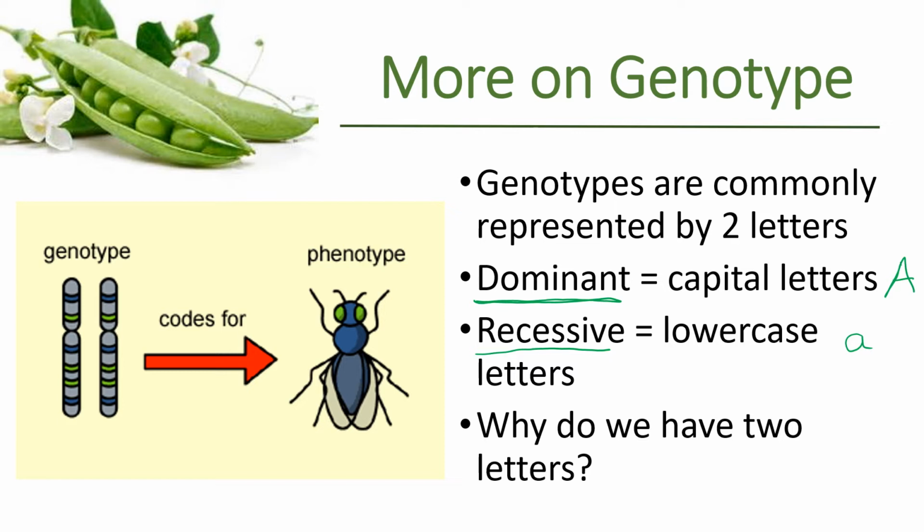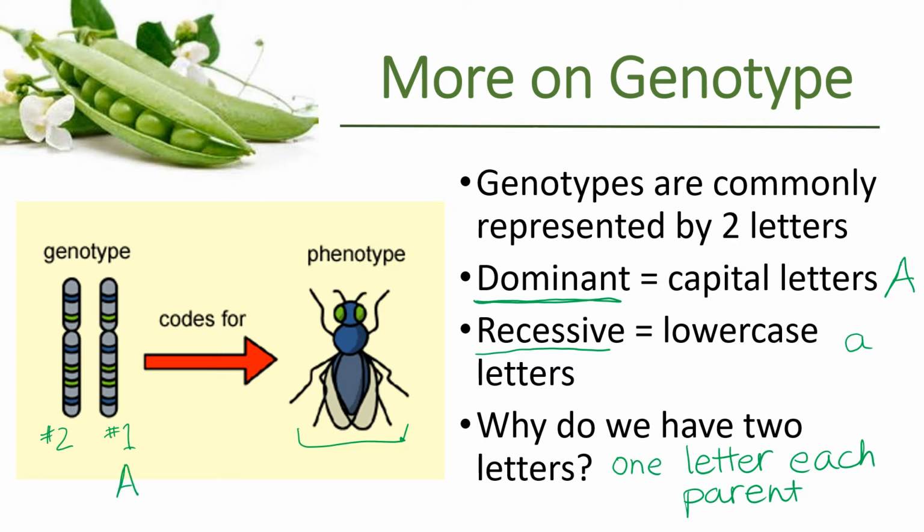So why do we have 2 letters? Well, we have 2 parents. We get 1 letter, 1 gene from each parent. If you look at the picture to the left here, we have our fly, and he has 2 copies of these chromosomes. He gets 1 copy from 1 parent who maybe has a dominant phenotype, and maybe we get the gene from the other parent that has a recessive phenotype. So this particular fly's genotype would be big A, little a. It's customary to always put the capital letter first.